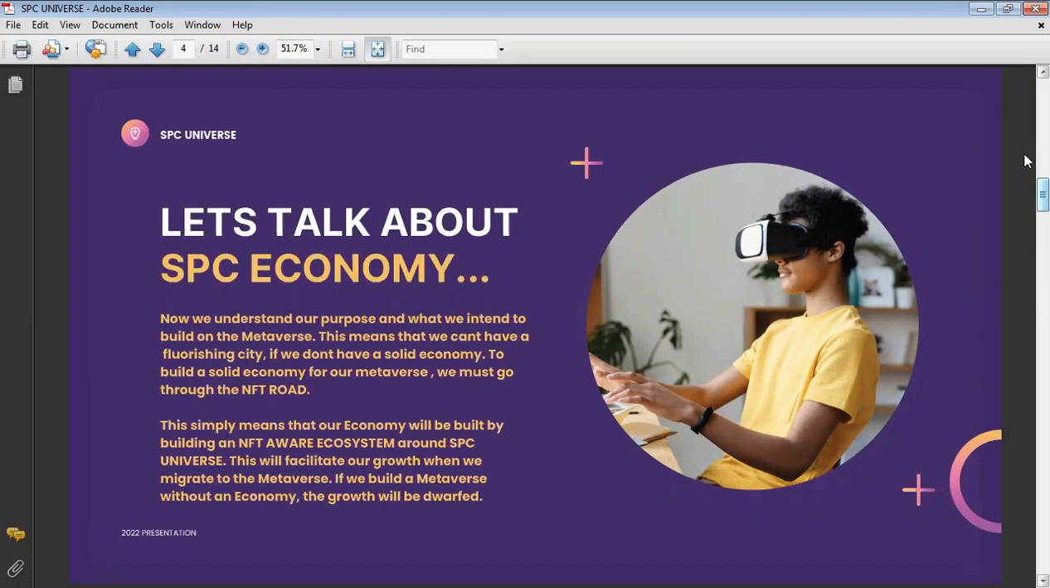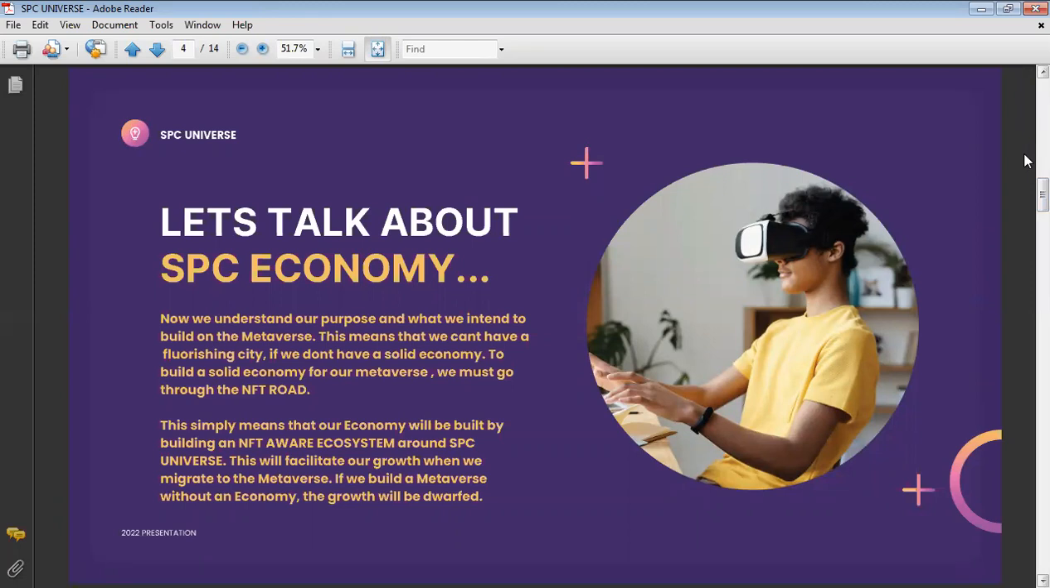An NFT-aware ecosystem will be able to understand the importance of why we have to engage, interact, and build on the metaverse. This will facilitate our growth as we migrate to the metaverse. If we build a metaverse without an economy, the growth will be dwarfed.